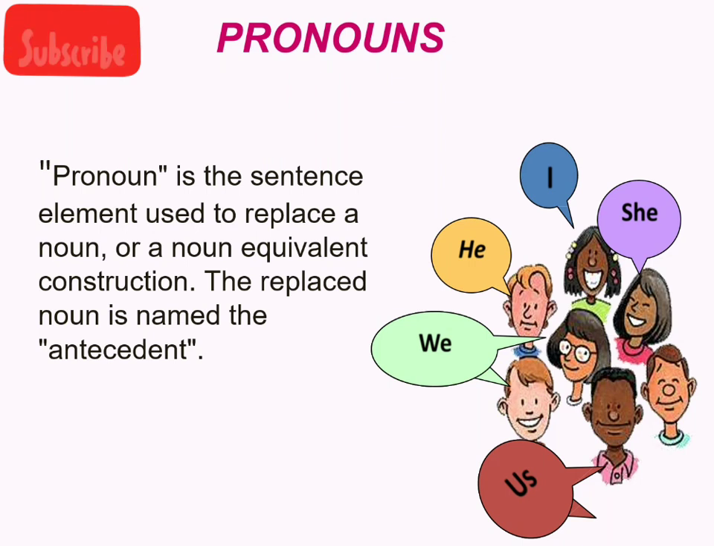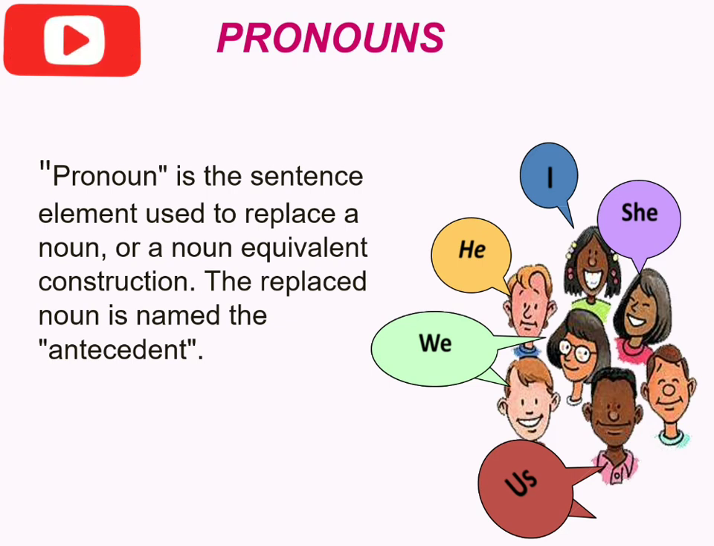So students, first let us discuss what a pronoun is. A pronoun is the sentence element that is always used to replace a noun. What is a pronoun? It is the element in the sentence that is used whenever we have to replace a noun. The replaced noun is named the antecedent.